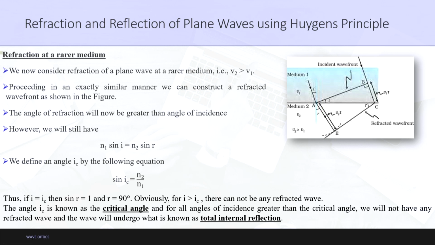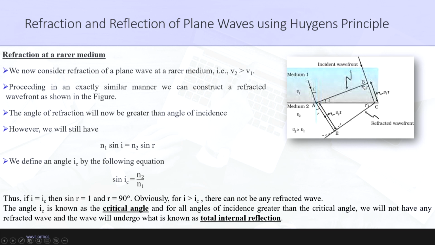Proceeding in an exactly similar manner, we can construct a refracted wavefront as shown in the figure. So, how is this wavefront being formed? Let us suppose this is the propagation direction. Now, we will find the point B such that BC is equal to V1 into tau, and then we will make this incident wavefront AB, which is at an angle of I also here. So, now we have the incident wavefront.